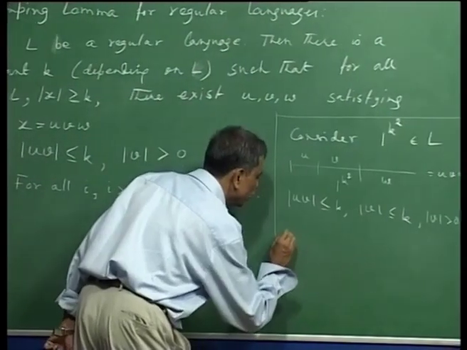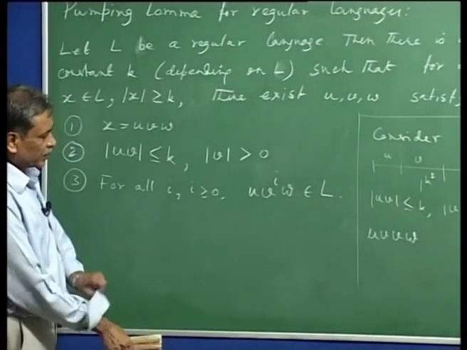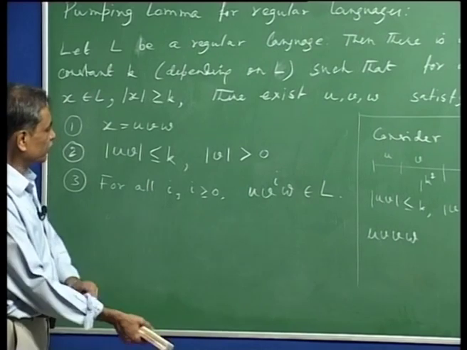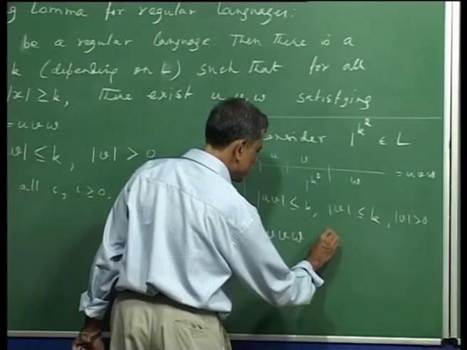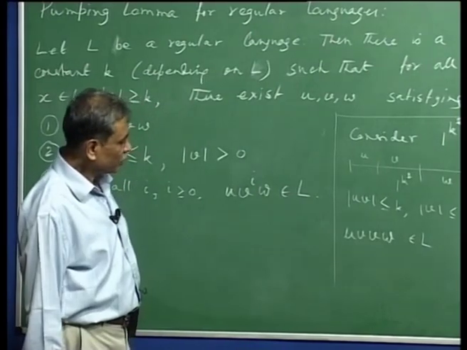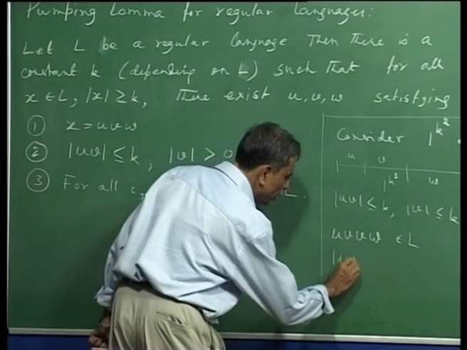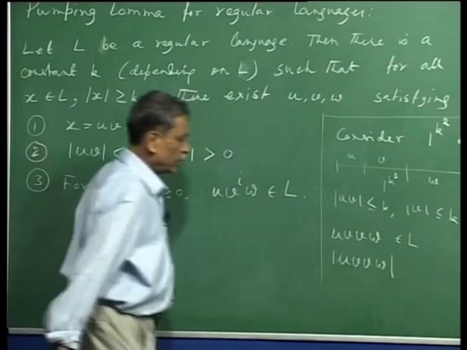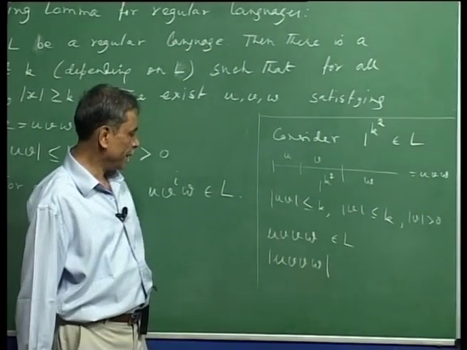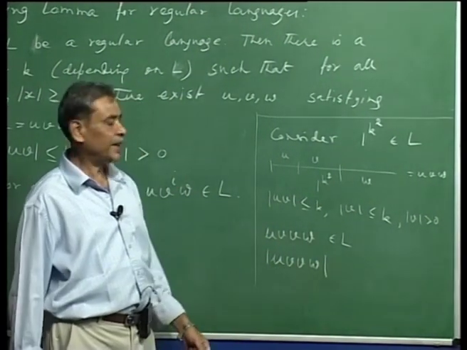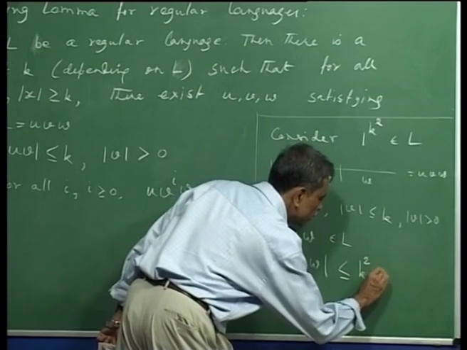So, now consider the string UVVW. This particular string is also in the language, that is what the lemma is asserting. I have used i equal to 2. So, this is in the language L. What can we say about the length of this string? An upper bound on the length of this string: UVW is of course, that length is k squared, plus we have added a V, that length is at most k. So, this is bounded by k squared plus k.